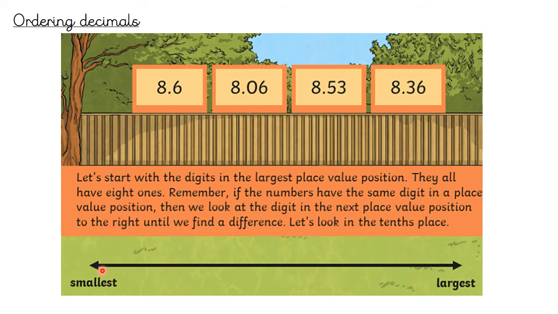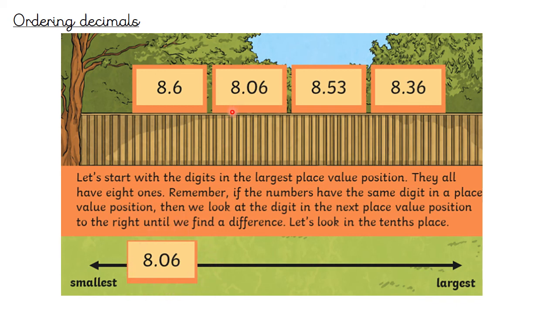Okay, let's have a go. So, as we discussed, they all have 8 ones. I just need to double check which direction I'm going. Right, I'm going from smallest. So then what I did was I moved to my tenths. Okay, 8.06 has no tenths, where the others all have tenths. So 8.06 is the smallest number.